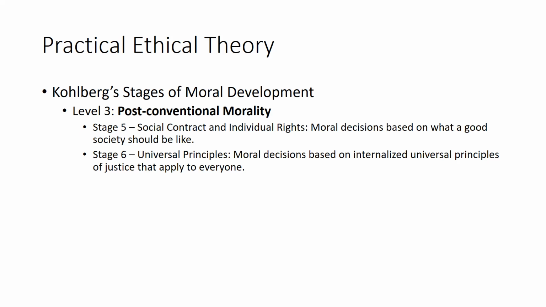All right. Stage 6 is what we call universal principles. These are moral decisions based on internalized universal principles of justice that apply to everyone. Okay. On the negative side, you could say it'd be something like mala, the opposite of what we know to be wrong. This is what we know to be right. Okay. Things that everybody can agree on are things we should be doing. Okay. What could that be?